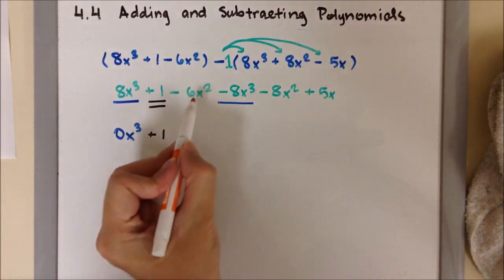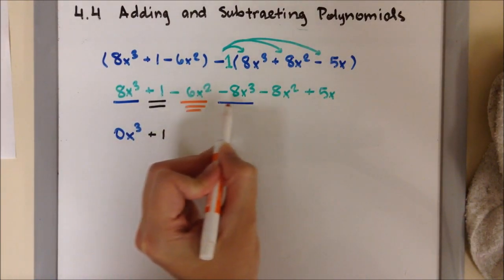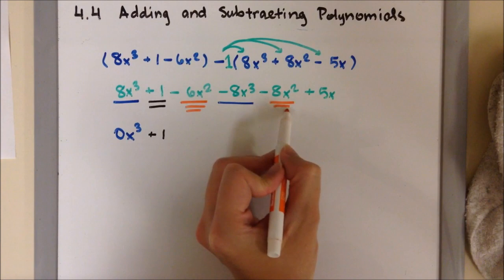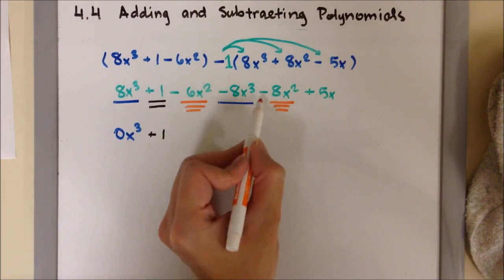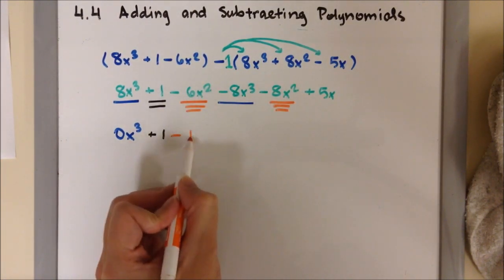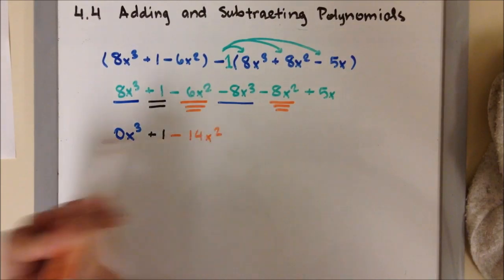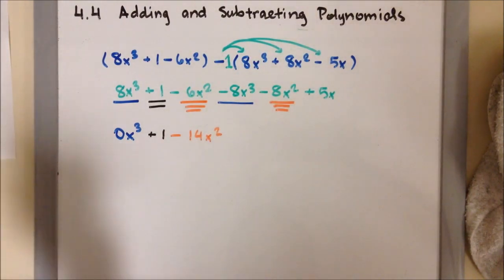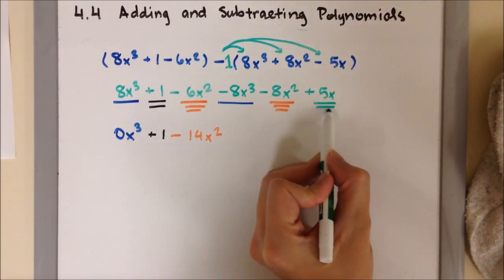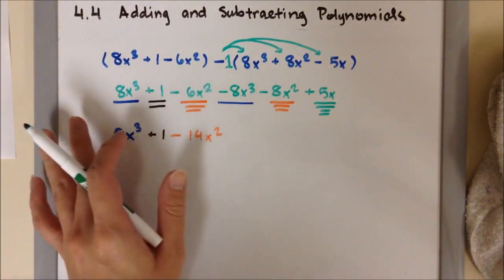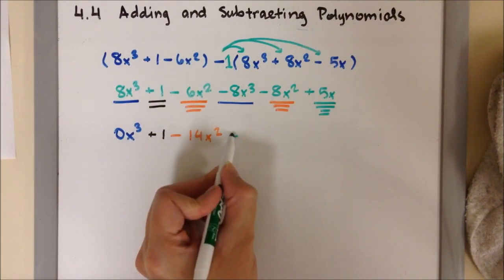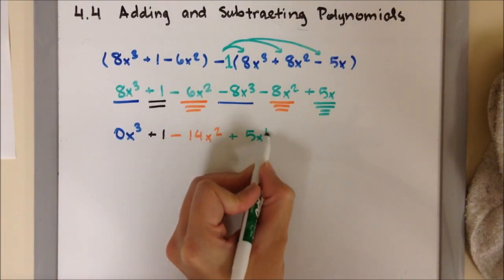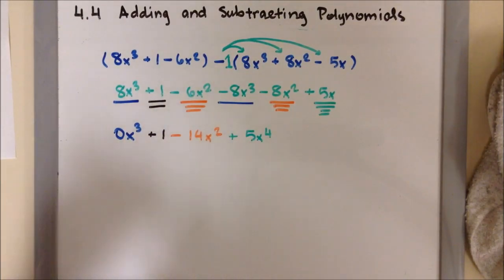Then I'm going to work with my x squared. Looking, there is another one right here. So negative 6x squared minus 8x squared will become negative 14x squared. Then 5x, there's no more x to the 1 power, so I'll just bring that down. Alright, so I finished combining like terms.